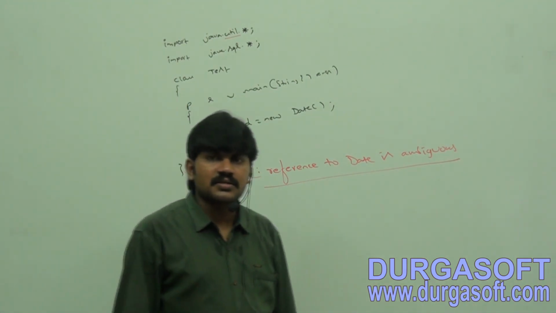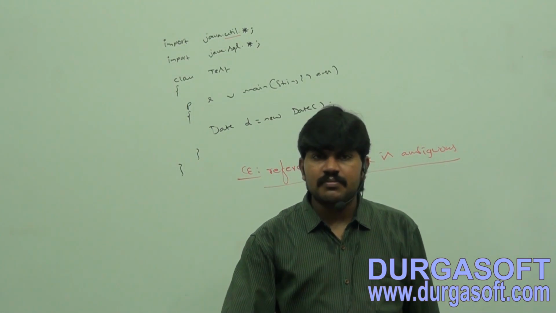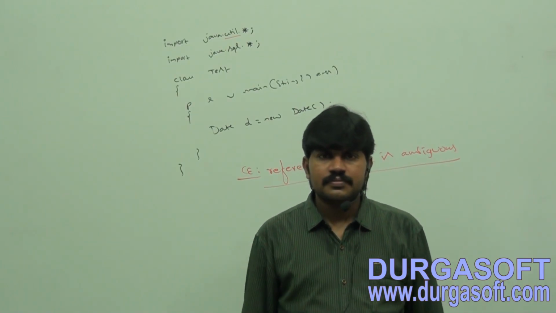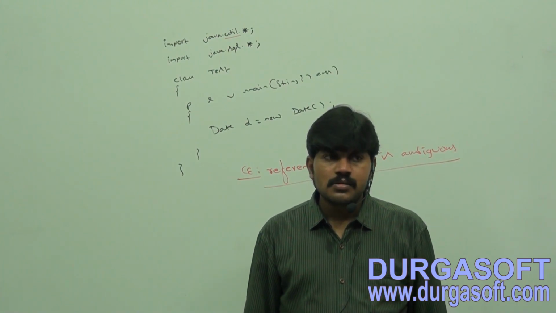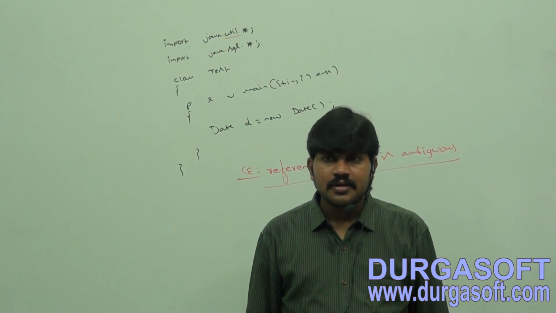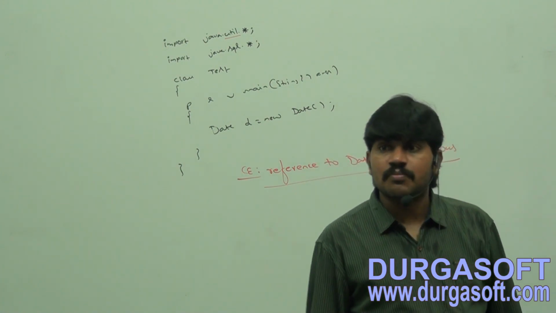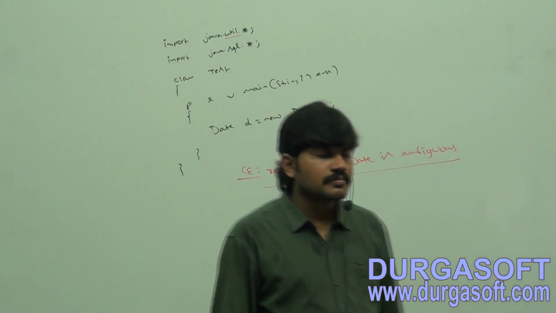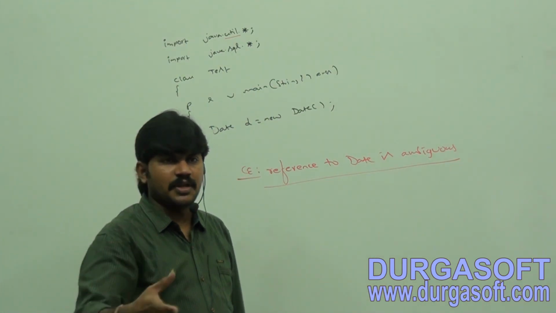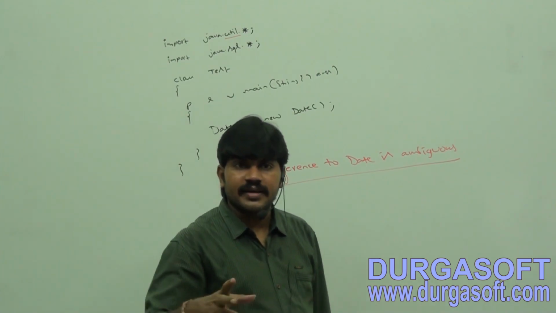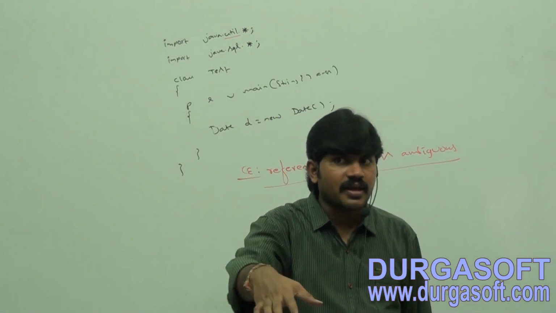Two packages contain a class with the same name. Two packages contain an interface with the same name. Do you have any such type of option? That is one case where we are having the problem. Any other case where we have the same ambiguity problem?